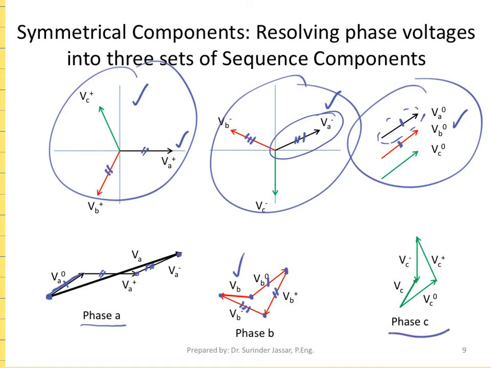Last one for phase C, so VC0 parallel, VC positive, again starting from the tip of the VC0 parallel, and the last one is VC negative. So starting from the tip of the VC positive, perpendicular down, VC negative. So that's where it's ending. So starting point, the end point, and this gives you the voltage for the phase C.